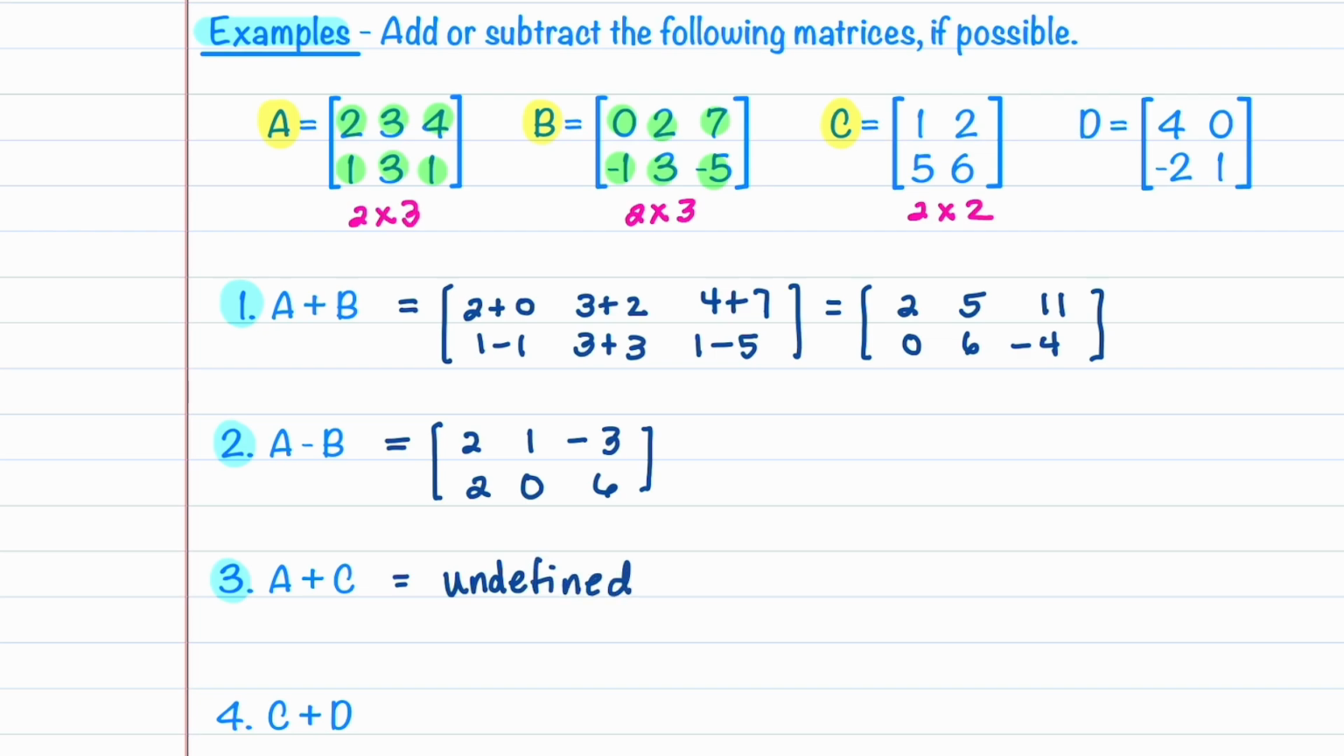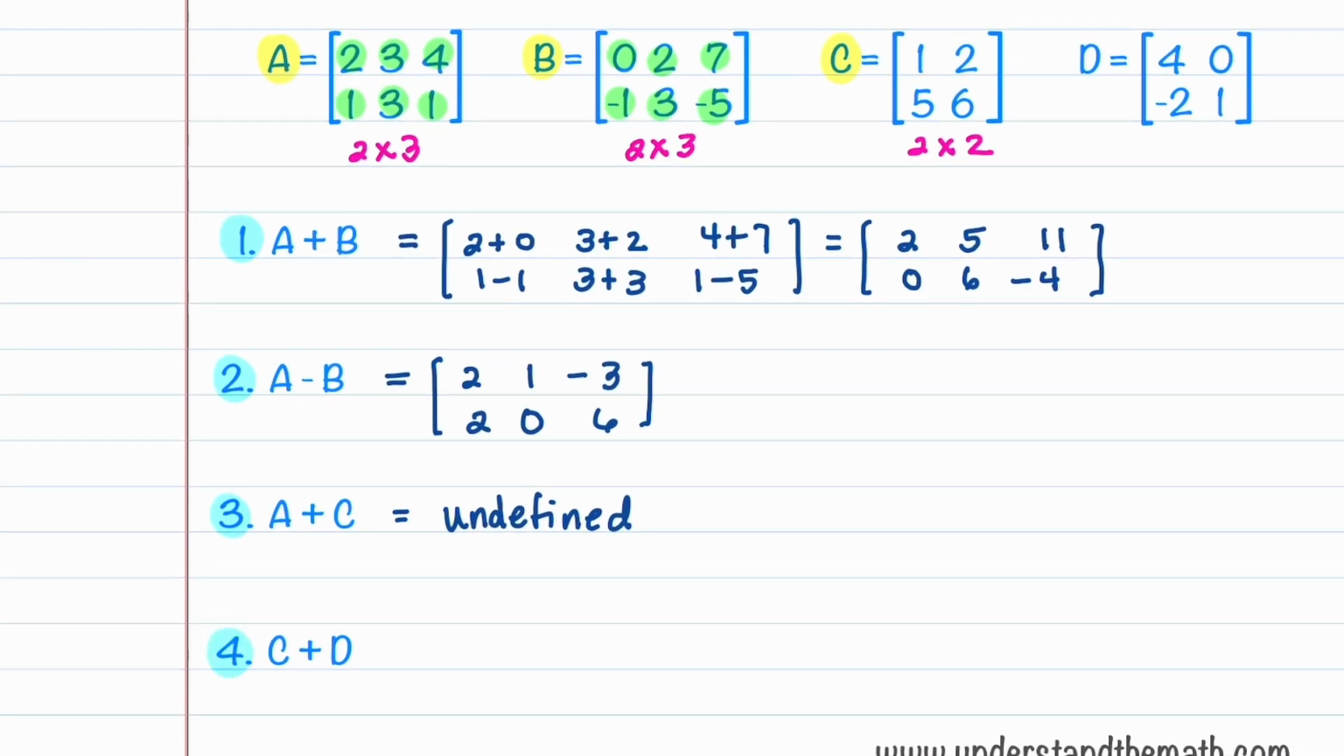That's the term that you typically use when you cannot add or subtract the matrices. Let's now look at our fourth example. In this example, we are going to add C and D. Let's make a note that matrix D is also a 2 by 2 matrix, so we can add C and D. I would suggest that you pause the video and do this one on your own.